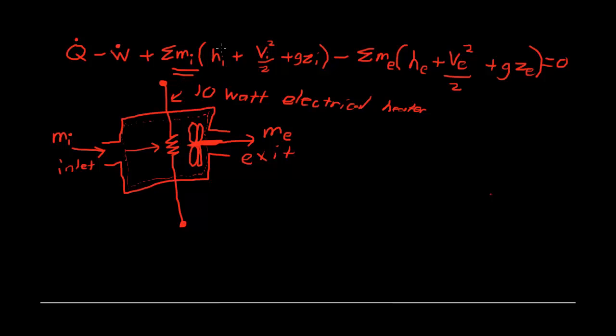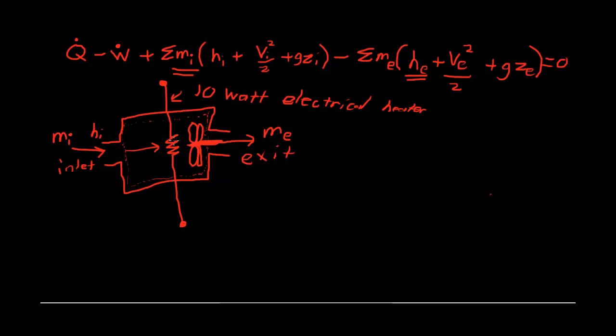Now what about this term? Well, this is lowercase h. That's an enthalpy term. The water is going to have a certain enthalpy coming in and a certain enthalpy going out. So it's going to have an enthalpy in at this point, right where it crosses the boundary here. And it's going to have an exit enthalpy right as it exits the boundary over here.